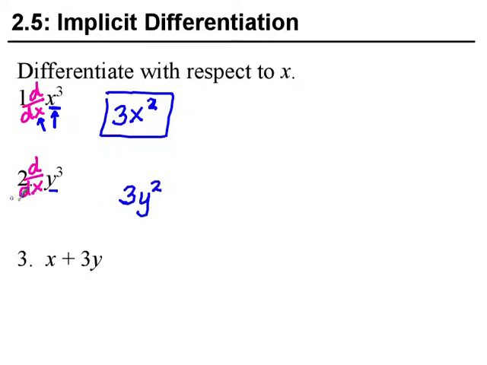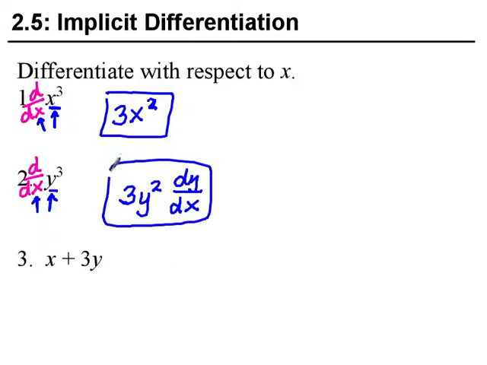So now what we're going to do is we're going to compare variables. Do those variables match? No. So this is what we're going to do. I'm going to add a dy divided by dx. And the question is, how do you know which one to add? And the answer is whatever variable you're taking the derivative of, that goes on the top, and dx will go on the bottom. With that in mind, I want you to try the third one.